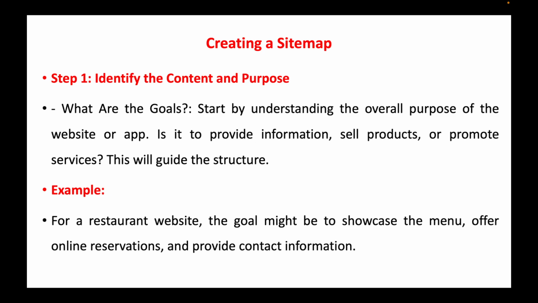So these are the steps for creating a sitemap. Step 1, identify the content and purpose. Example, restaurant website. The goal might be to showcase the menu, offer online reservation and provide contact information.